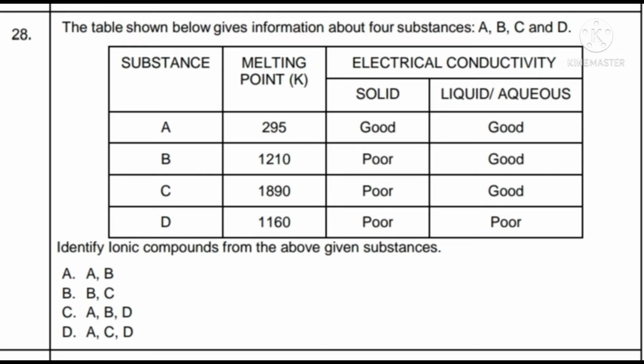Question number 28. The table shown below gives information about four substances A, B, C and D. Identify ionic compounds from the given substances. So here the properties of ionic compounds are given: melting point and electrical conductivity. Generally, ionic compounds have high melting point and they conduct electricity in the liquid or aqueous form and do not conduct in solid form. So here the correct option is option B, B, C. So B and C are the ionic compounds.